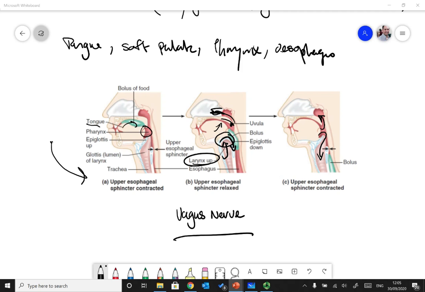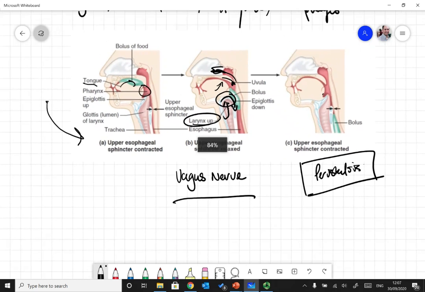So, tongue blocks off the mouth and soft palate, larynx rises, and the idea is the openings into anything that could be respiratory is closed off. That way, food moves through your pharynx into the esophagus, and then peristalsis takes over. So that's that bit. So, peristalsis is doing its job.